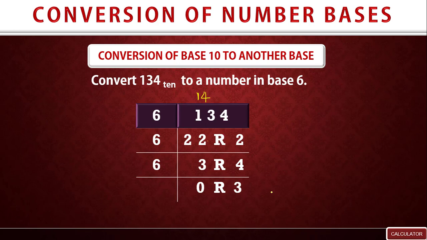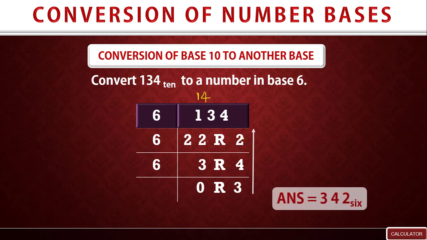That means for us to get our final answer now, we'll have to draw an arrow from the bottom to the top to trace it, so that we will have something like this: 3, 4, 2. That means our 134 in base 10 in base 6 will give us 3, 4, 2. That's the final answer.